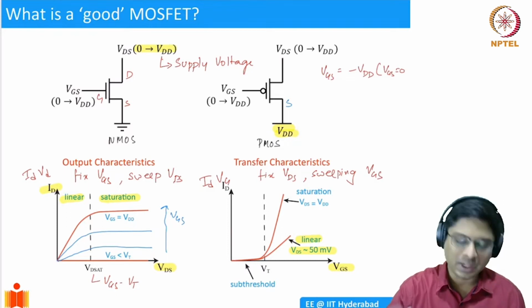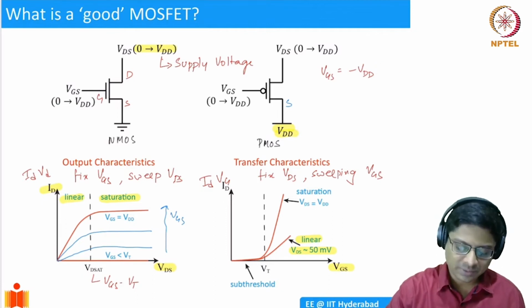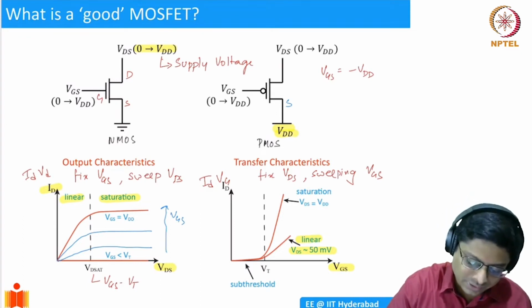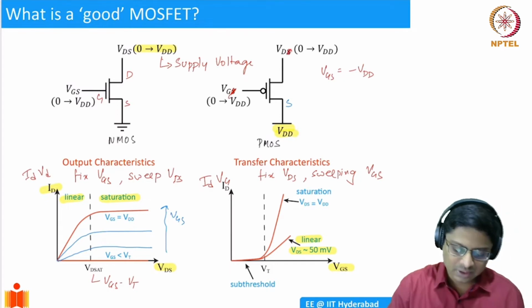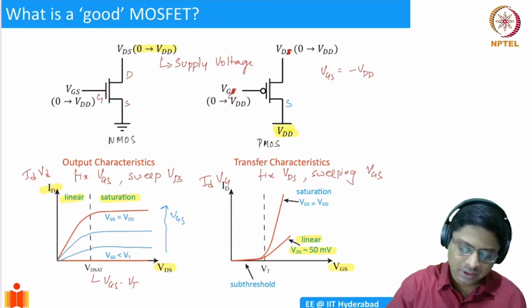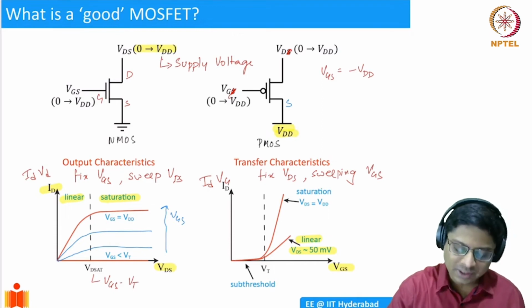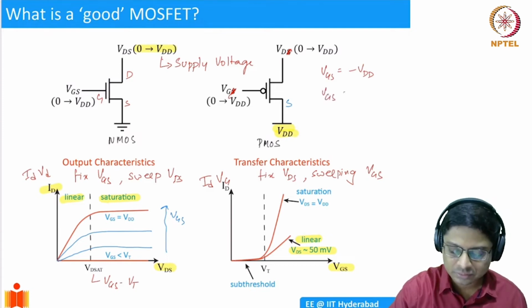VG is 0. If I apply 0 volts to the gate, then I get VGS related to the source. I'm sorry, then I should not write this as 0 to VDD. I should say that this is only VG and this is only VD. Okay. So if I say VGS, I'm referring to it related to the source. Okay. And then if I keep my gate voltage as VDD, then my VGS is going to be 0.